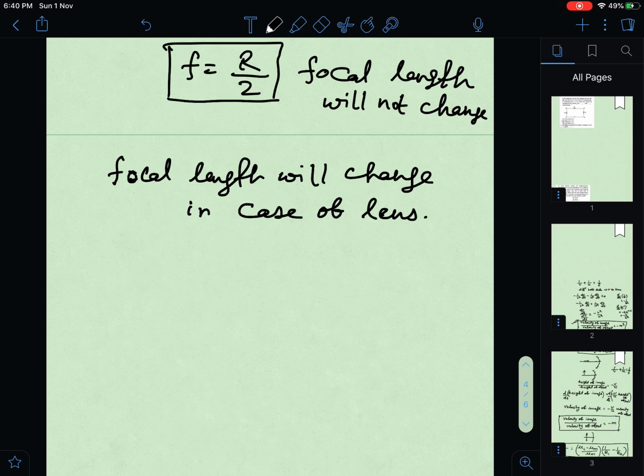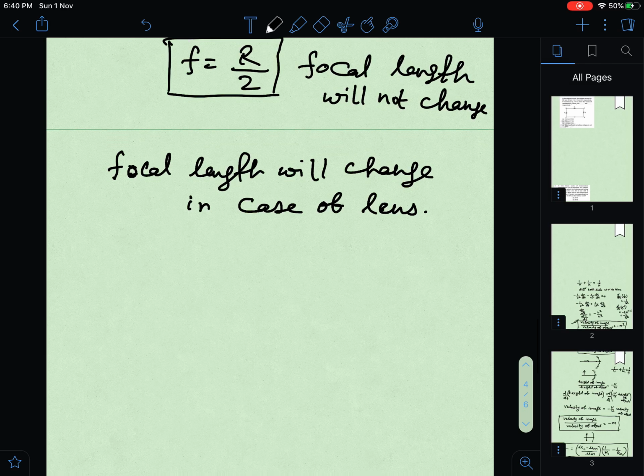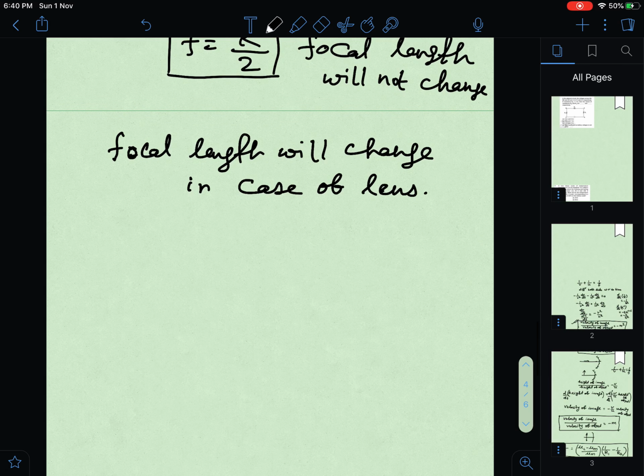It is not possible to teach all the concepts in this class only, but as much as I can do, I will definitely do for all of you. So guys, focal length will change in the case of a lens. Now, what type of question does JEE also ask? Suppose a lens is dipped in a solution. Suppose the refractive index of the material of the lens is 1.5 and the surrounding I have taken is water.